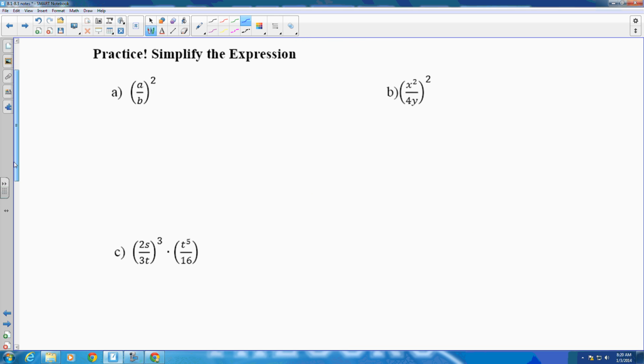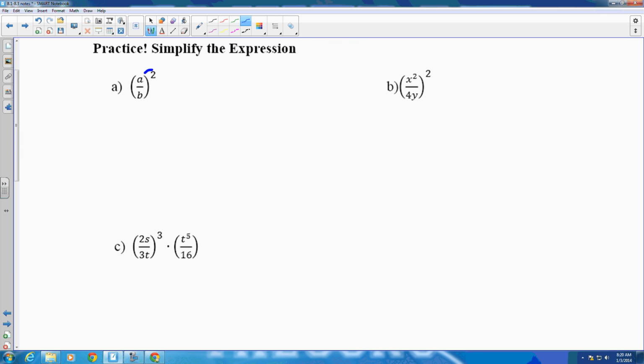Okay, here's a couple more practice problems. If we square the a and square the b, our answer is just a squared over b squared. On b, we have to square all three terms. So it's x to the 4th over 4 squared y squared. And that 4 squared is simple enough that we can simplify it to 16.